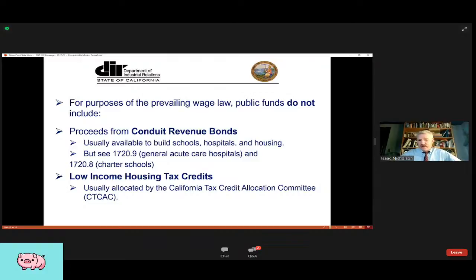Also 1720.9, the general acute care hospital provision. If you're involved in that kind of construction project, be aware. And 1720.8, charter school construction. There's also an exception for low income housing tax credits that are part of a development project. These are usually allocated by the California Tax Credit Allocation Committee. If you're involved in development of low income housing, and I know a lot of people are these days, it's important to be aware of all the inputs into the project and whether or not it's a public works project. Okay.